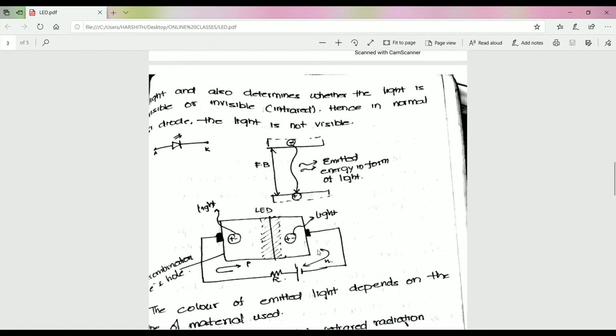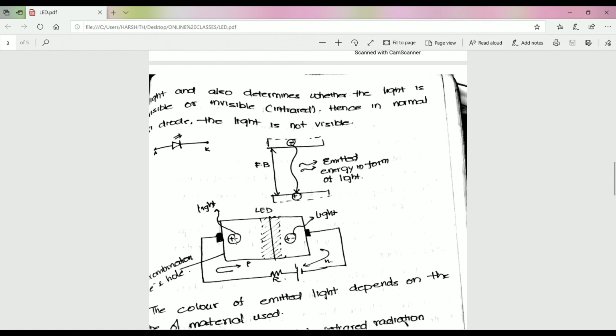In normal diodes, this energy is released in the form of heat, but an LED is made up of special material which releases this energy in the form of photons. These photons emit light energy. Hence such diodes are called light emitting diodes, LED.